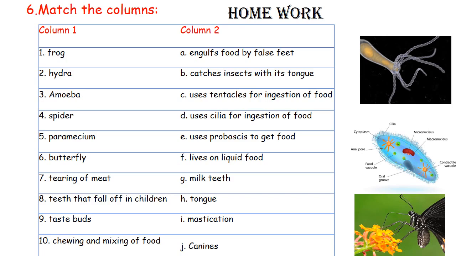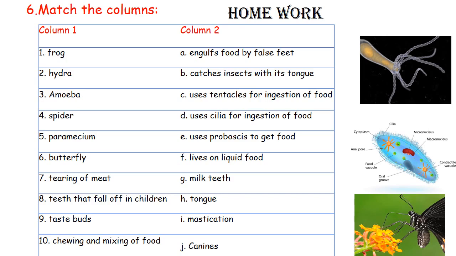Frog engulfs food by phagocytosis? Never. Hydra, you know. In the right hand picture, the first picture, you can see a picture of Hydra, and Hydra has some projections or processes called tentacles. I am giving some clues of the unknown organism for you. Okay. So Hydra catches insects with its tongue? Never. Amoeba, you have already learned what is amoeba. It's a unicellular organism, a kind of protozoa, having pseudopodia. Amoeba uses tentacles for ingestion of food? Never. You just remember which organism has tentacles for ingestion of food.